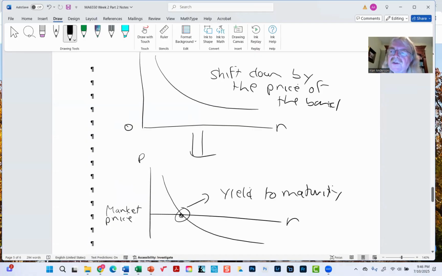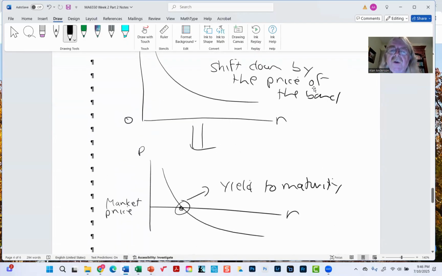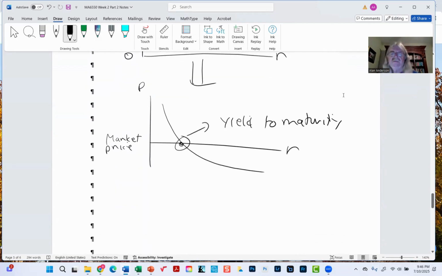So in other words, in order to use the technique we're about to use, you can't just apply it directly to the original price yield curve. We have to have an area where it's positive, where it's negative. So this is how it's done.